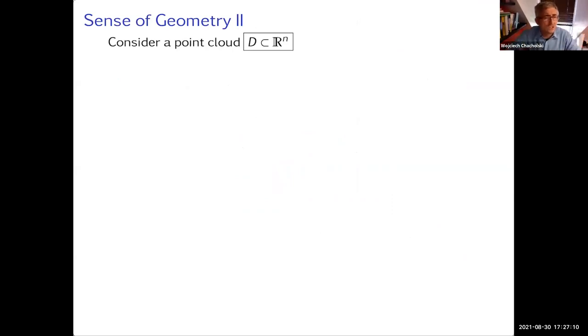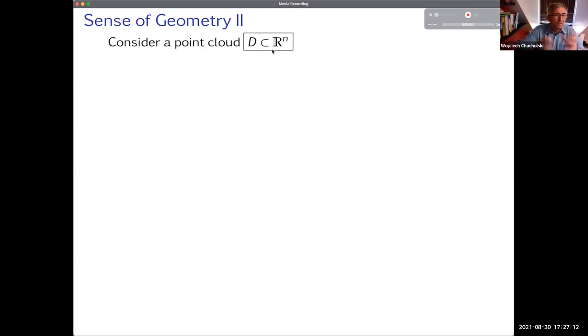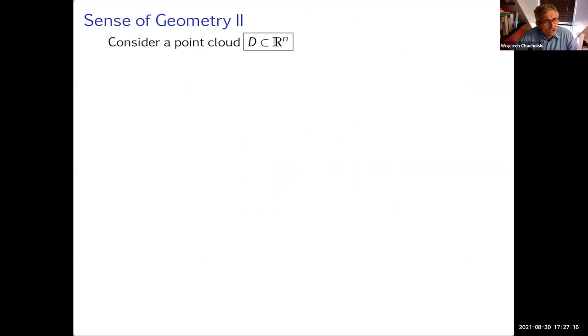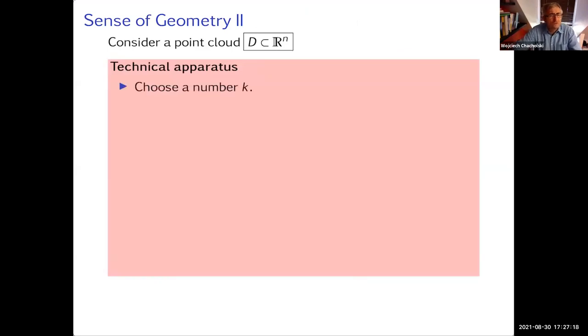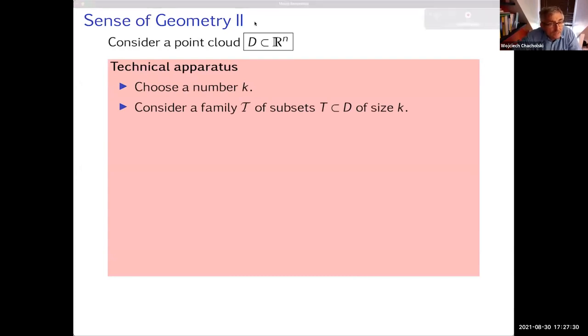So again, we consider point clouds, because that's geometry, and we have some intuition behind geometry. My technical apparatus will consist of the following. I will choose a number, k. Now I will consider a family of subsets of size k. I might choose them randomly, or I could take all possible subsets of size k.